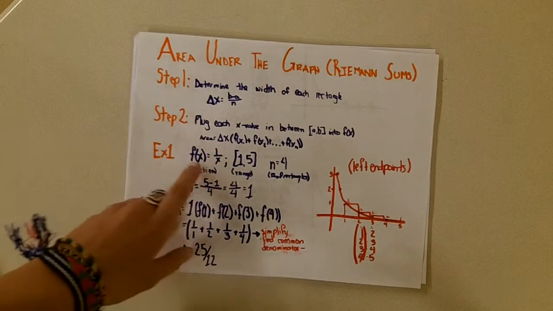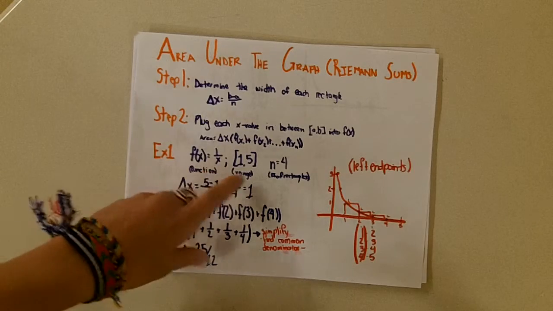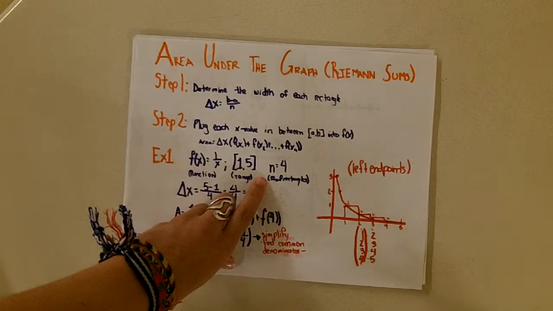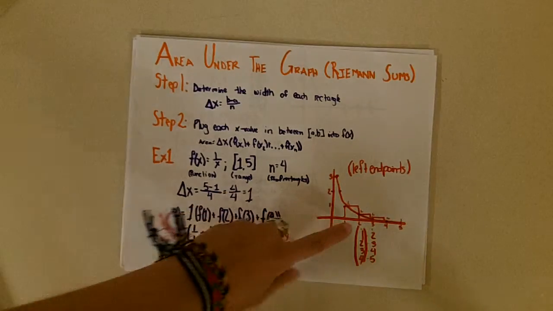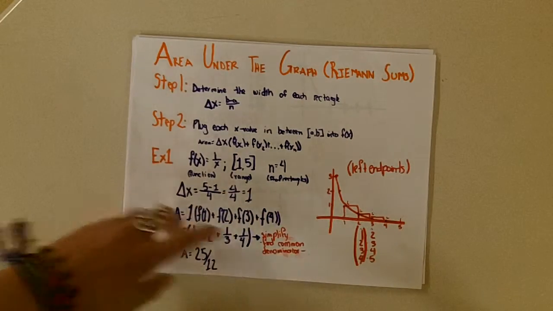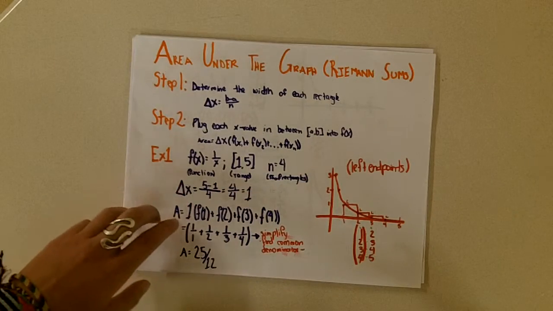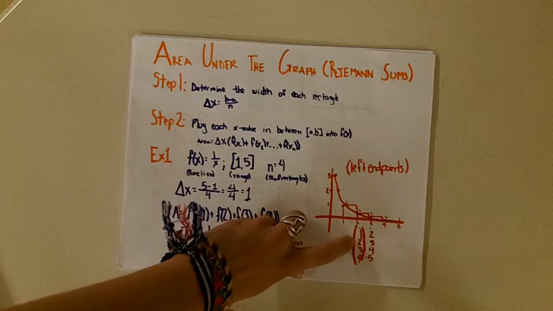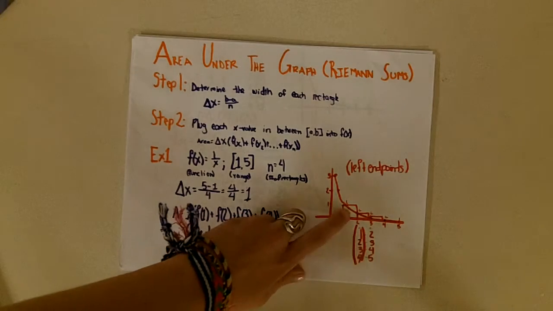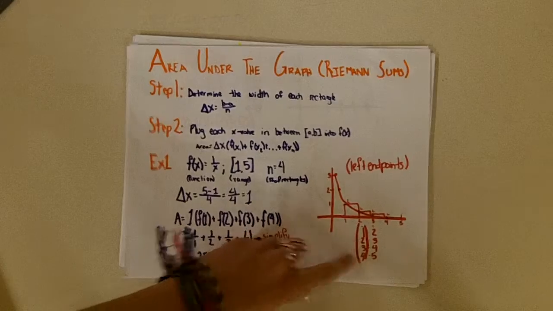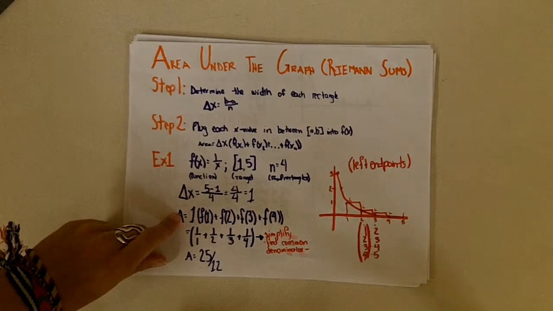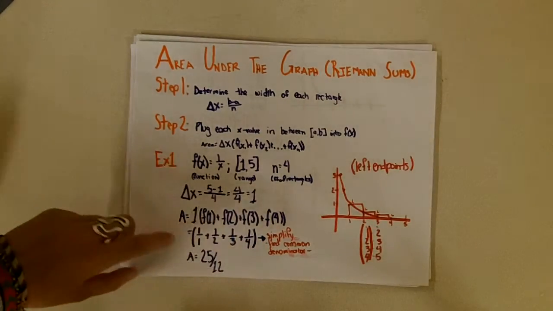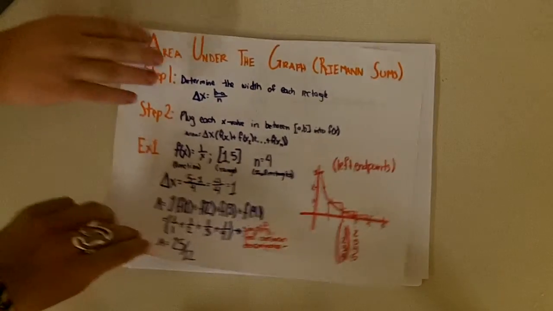So first example, we have the equation 1 over x. We have a range of 1 to 5, and we have 4 rectangles within that range. So we're going to start from the left endpoints. This will give you an overestimation. It goes from 1 to 2, 2 to 3, 3 to 4, 4 to 5, and that means these are left endpoints. So you plug these endpoints into this equation to find the area underneath the graph. You simplify by finding the common denominator, and then you get the area.